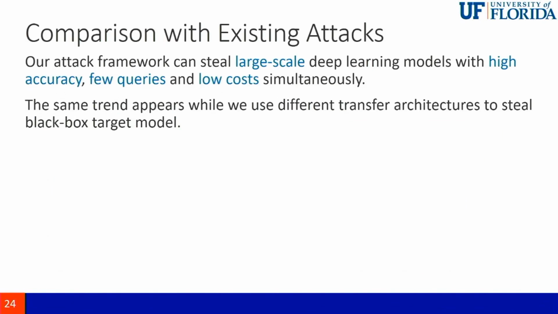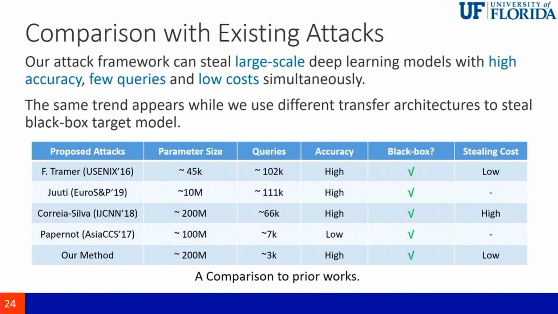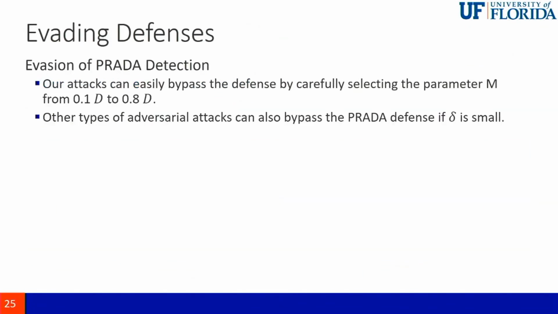If you want to compare our method with the previous method, leveraging another adversary example case, we can extract parameters of a machine learning deep neural network model with around 200 million parameters with only 3,000 queries, and we can get a very high accuracy, and the cost is still very low. So I think I'm running out of time.